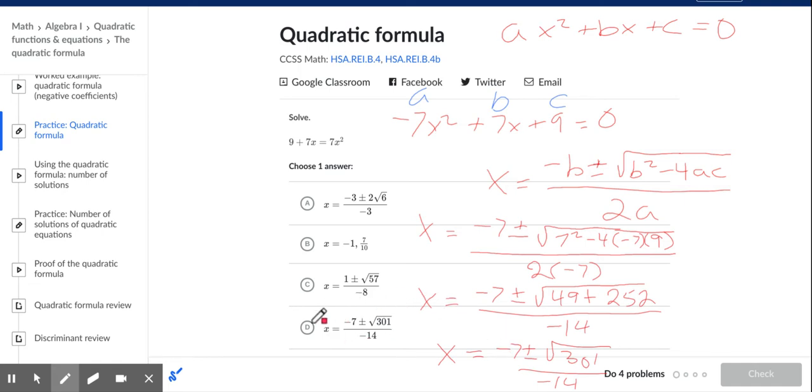And you should recognize that as being this answer. We could do some simplifying. We could split it up into two fractions and simplify. We don't need to because this is clearly the answer. But say this wasn't there, and instead we had an option that looked like this.